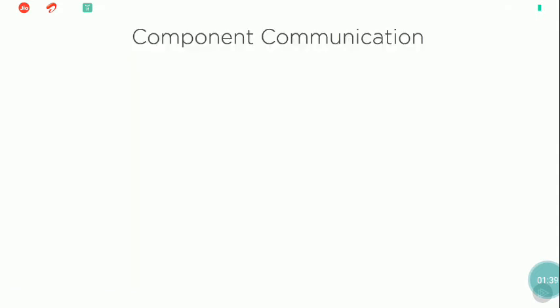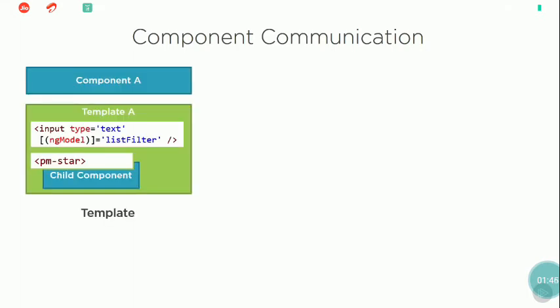Let's summarize these communication scenarios in a diagram that we'll reference throughout this course. When a component communicates with its template, it can talk directly with a specific element, such as an input element, or it can communicate with child components, such as this one with the PM star selector.